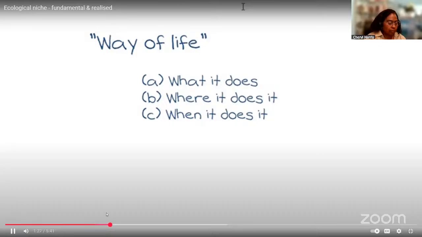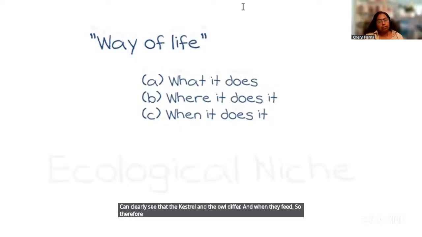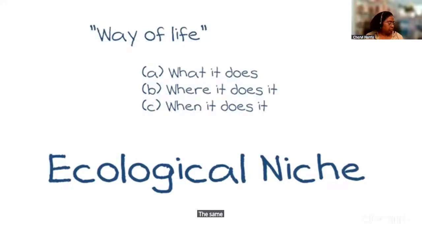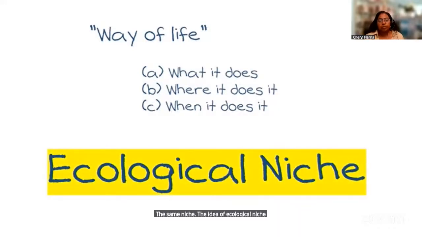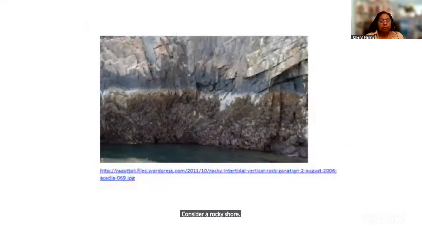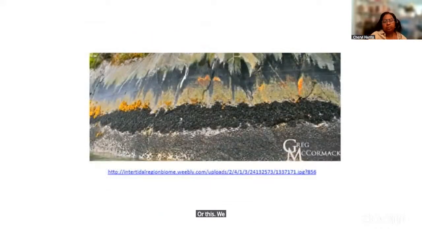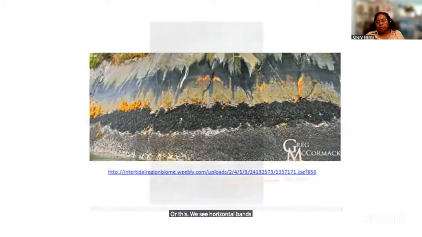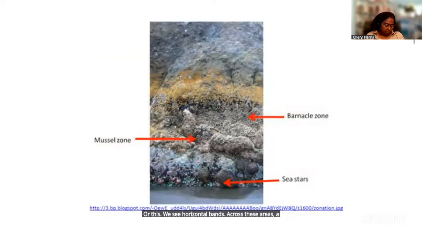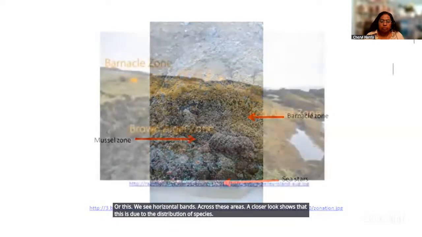We can clearly see that the kestrel and the owl differ in when they feed, so therefore they do not occupy the same niche. The idea of ecological niche can be developed further. Consider a rocky shore, such as this, or this. We see horizontal bands across these areas. A closer look shows that this is due to the distribution of species.